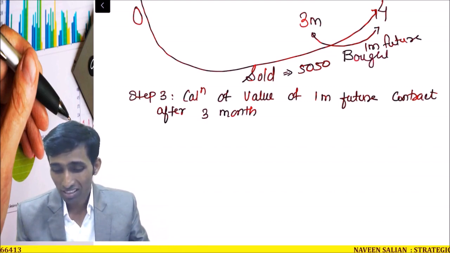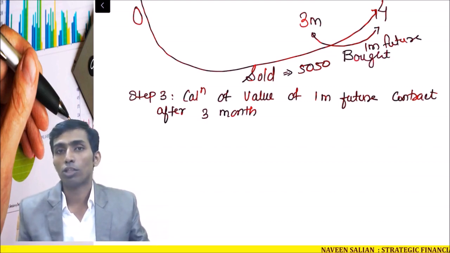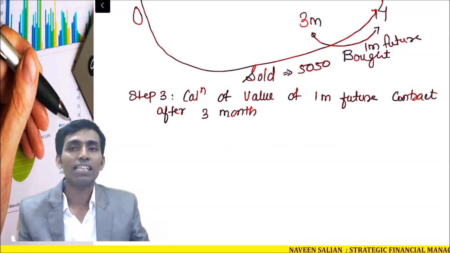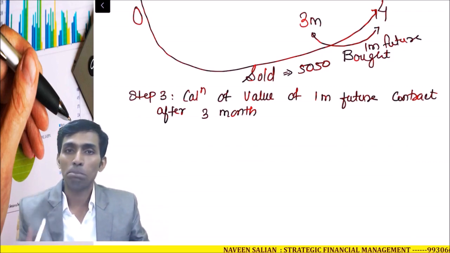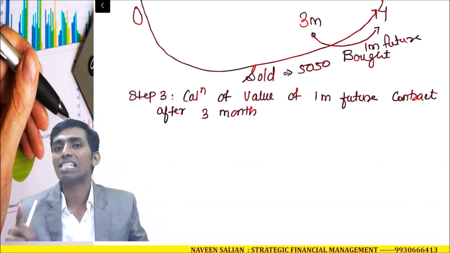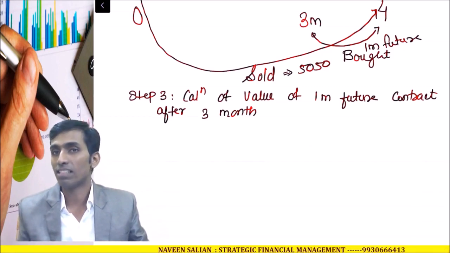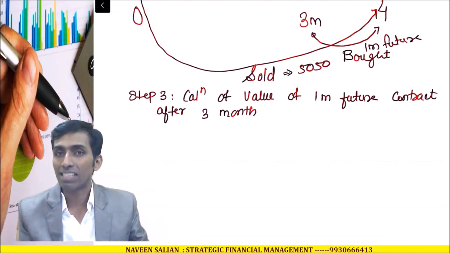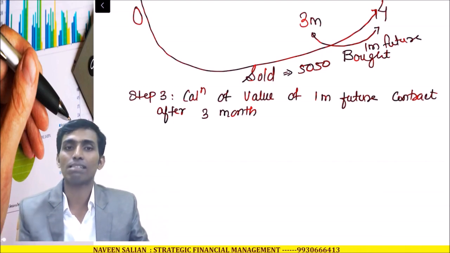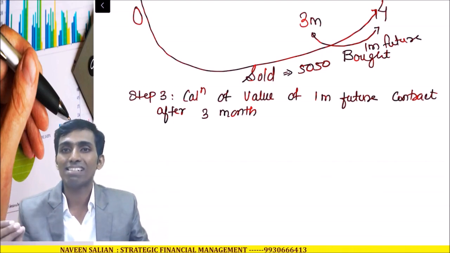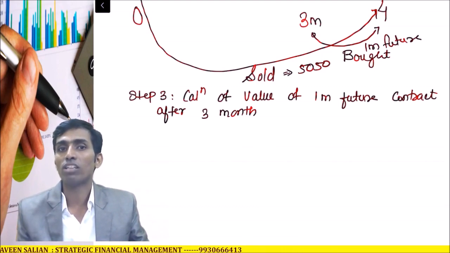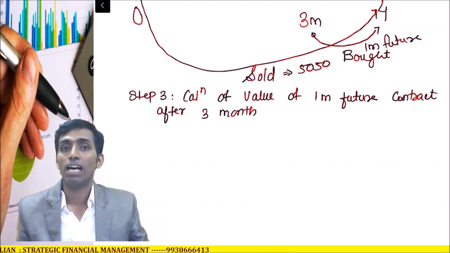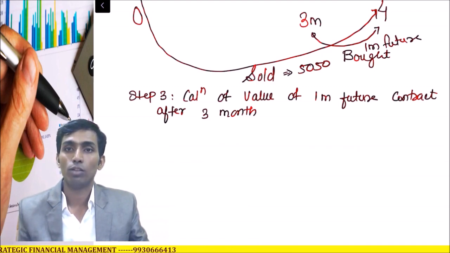This should be bought, an opposite contract, because please understand, at the end of the 4th month you have two contracts now. One you will buy and one you will sell. So you're buying the same thing and you're selling the same thing. That means the contract is getting cancelled. Please understand this.